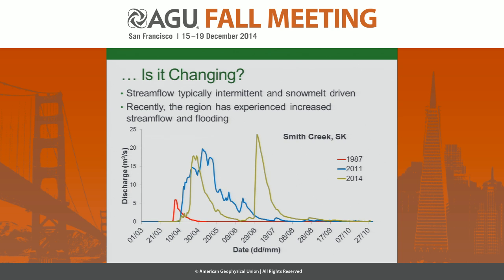Recently, the region has experienced increased streamflow and flooding, as you can see with the 2011 and 2014 graphs. In 2011, massive spring flooding occurred across the eastern portion of the Canadian prairies, and then again in 2014, the streamflow peaked in summer, so we had a second peak occurring. So it was important to understand what changes occurred to cause these changes in streamflow characteristics.